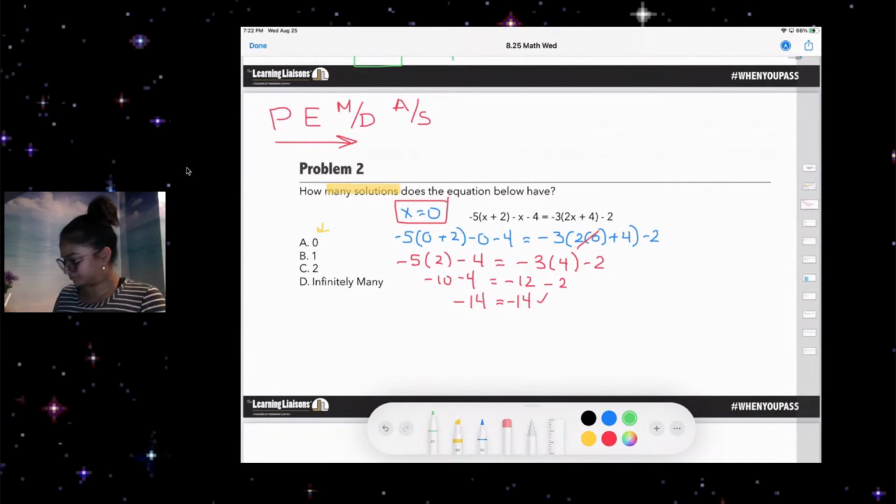But what if we chose another number? Let's try x is equal to 1. I'm going to do it at the top. Let's not box it because we don't know if it's true yet. So try it again. Negative 5, put 1 everywhere that you see an x. I'm going to run out of space, so let me try that again. I apologize. X is equal to 1. So we'll have negative 5 times 1 plus 2 minus 1 minus 4 is equal to negative 3 times 2 times 1 plus 4 minus 2.